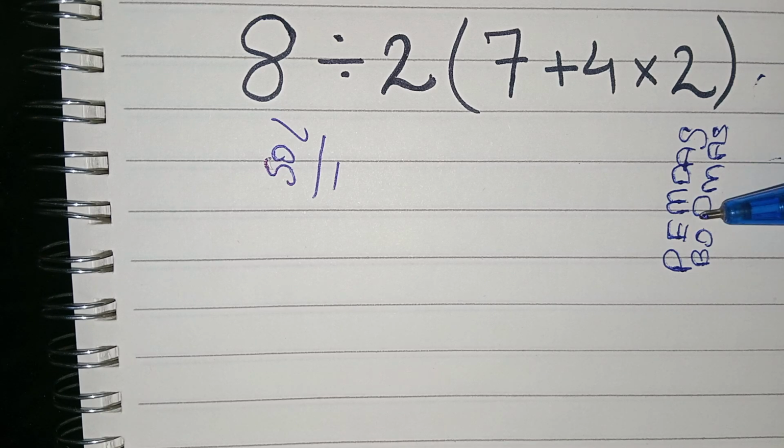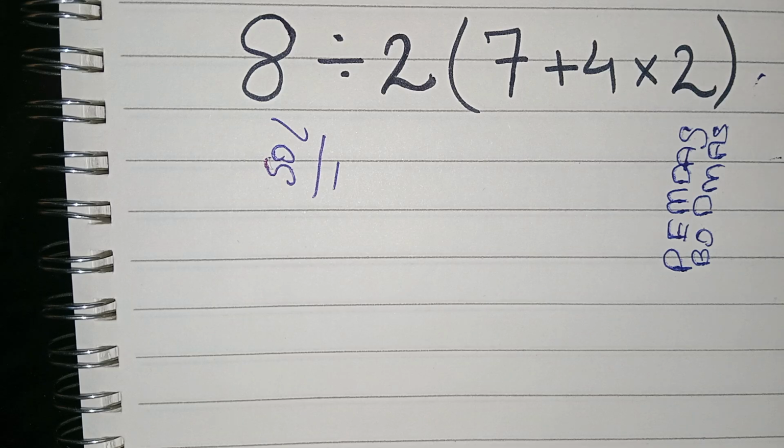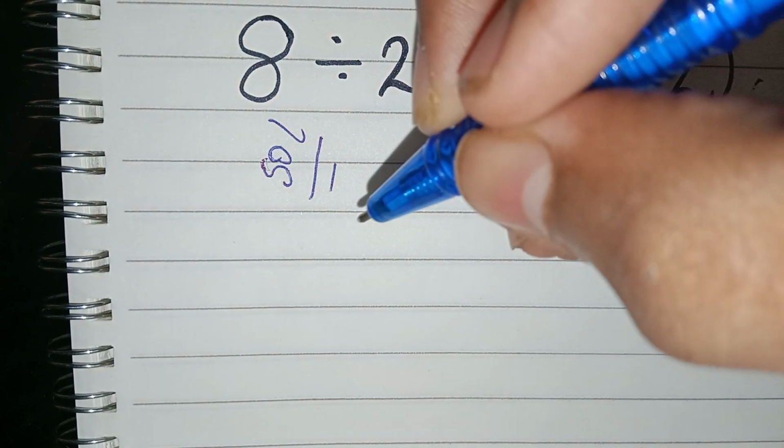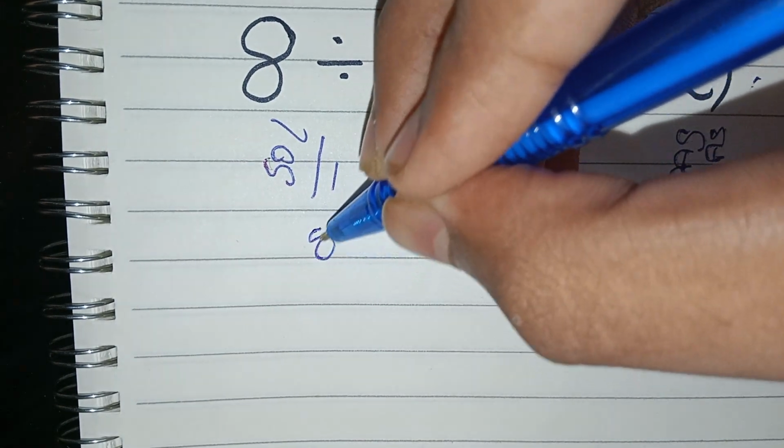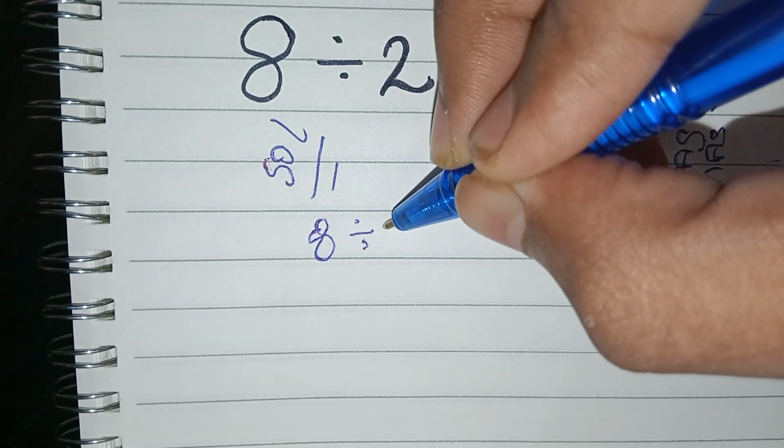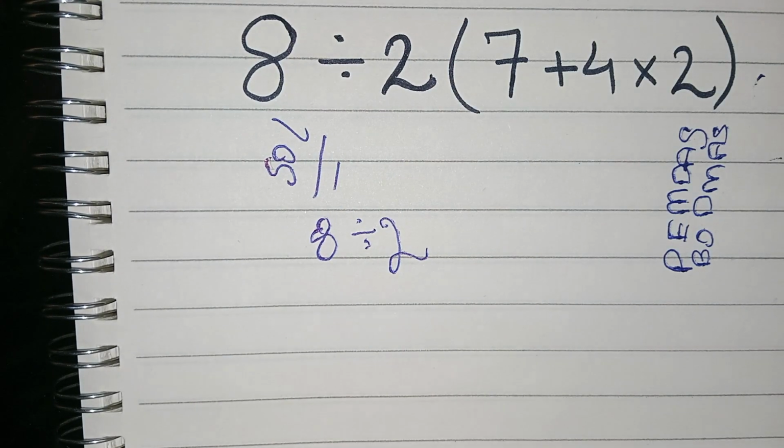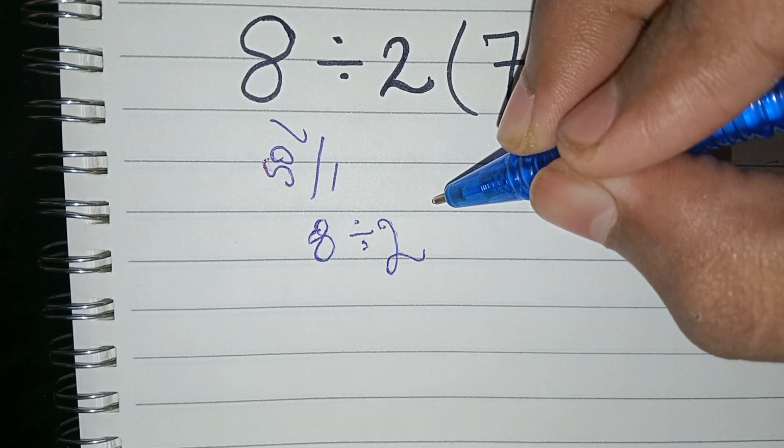The only difference between PEMDAS and BODMAS is that in PEMDAS multiplication comes first after exponent, and in BODMAS division comes first after operation. So both are almost equal. So we will go through BODMAS. We will write 8 divided by 2 as it is, and first we will solve by BODMAS.